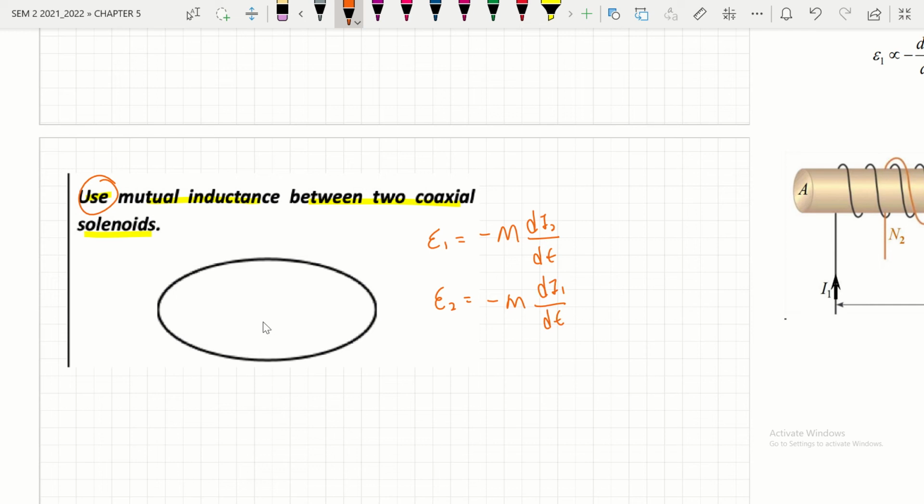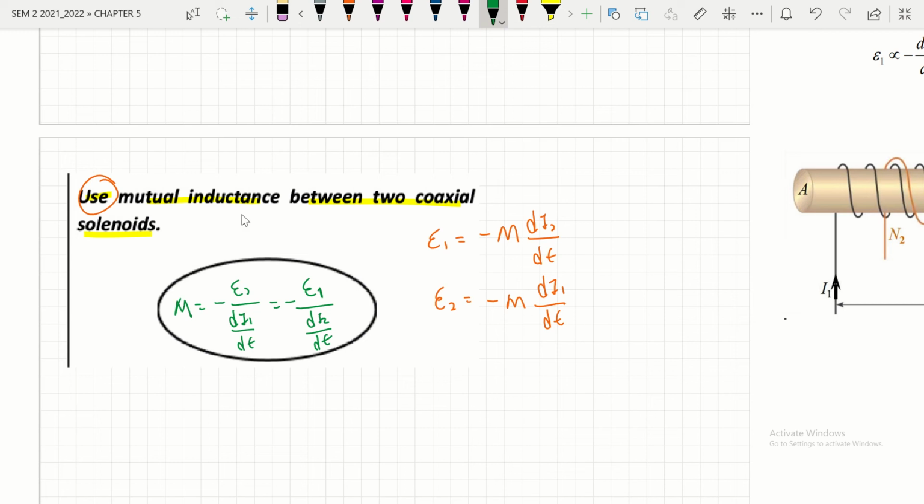So awak akan dapat awak punya mutual inductance equals to negative EMF2 divided by rate of change of current in coil 1 equals to EMF1 divided by rate of change of current in coil 2. Okay, so this is for coil.